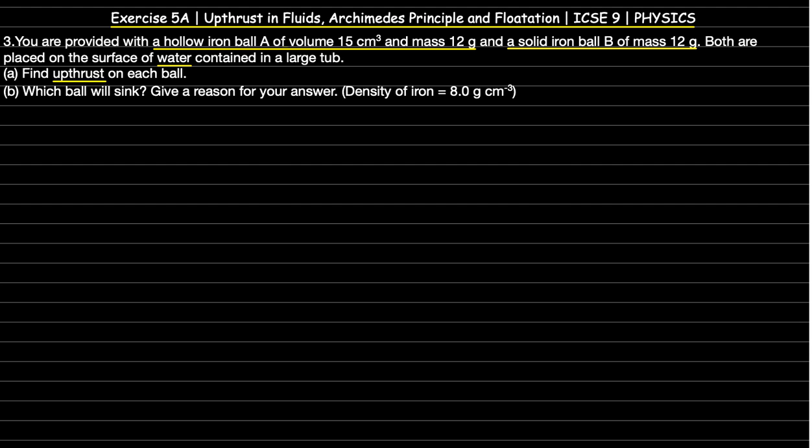We would be writing the given data first. So since the masses are the same, I would write MA is equal to MB is equal to 12 grams. Now 12 grams, whenever I convert it to kg, I will be dividing by 1000. So 12 divided by 1000 kg. So we get it as 0.012 kg. So this is the value of MA as well as MB. The next thing here, volume of A. So VA is given as 15 centimeter cube.